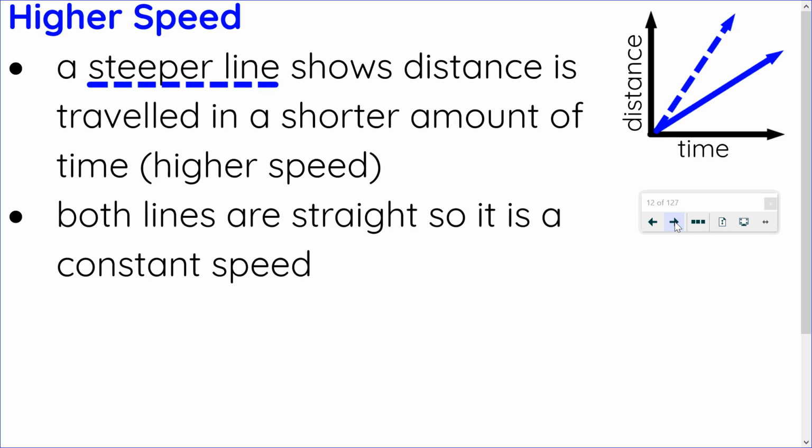Now, the higher the speed, the steeper the line. So I have a solid and a dotted line there, and I can see that the steeper line is the dotted line because time is still increasing, but distance increases at a faster rate. So both lines are straight, both lines are constant, but the higher speed one is the steeper graph.